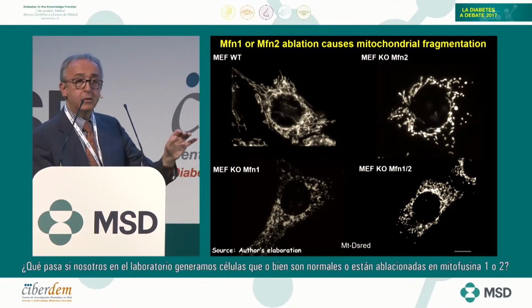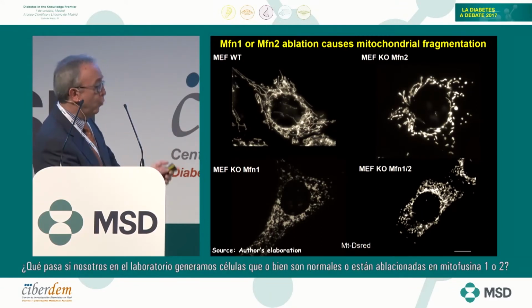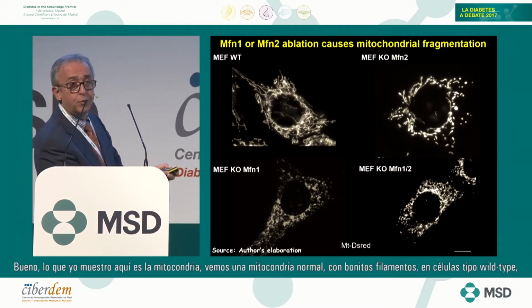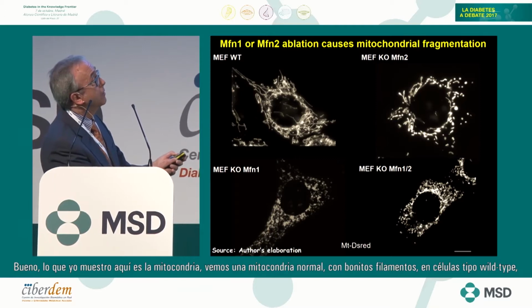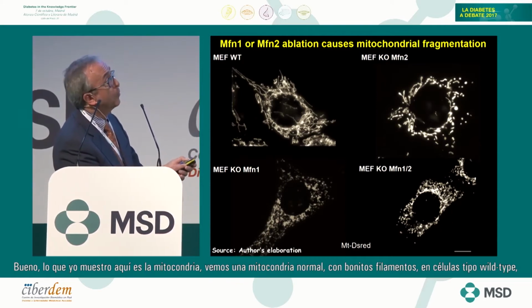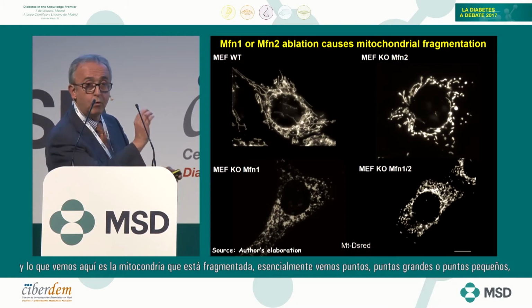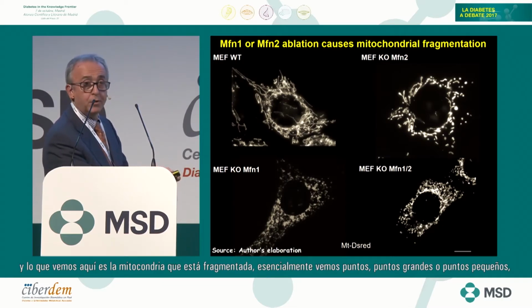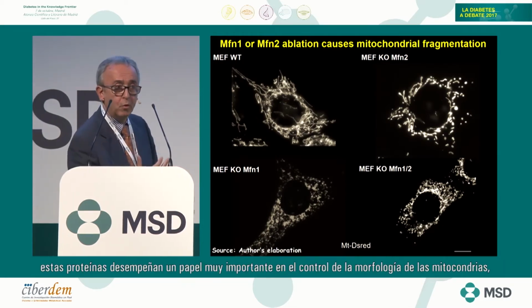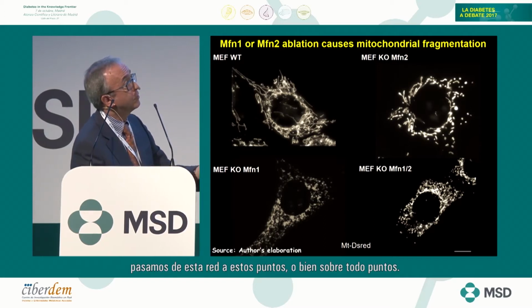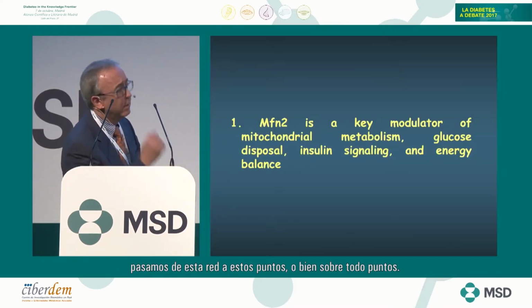Okay, what happens if, in the lab, we generate cells which are either normal or ablated for mitofusin 2 or for mitofusin 1? What I'm showing you here is the mitochondria. What you see is the normal mitochondria, nice filaments in wild-type cells. And what you see here is that mitochondria are really forming fragments. They are really fragmented. So you see essentially points, big points or small points. So these proteins play a very important role in controlling mitochondrial morphology. You go from these networks to just these dots, or mainly dots, okay?